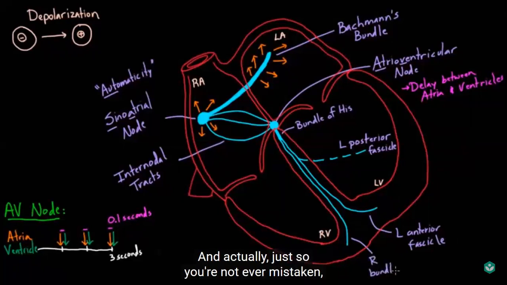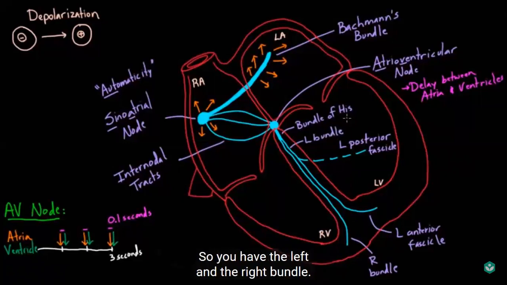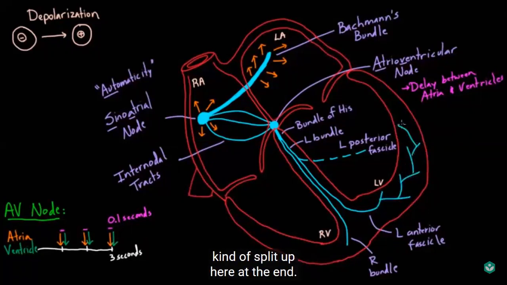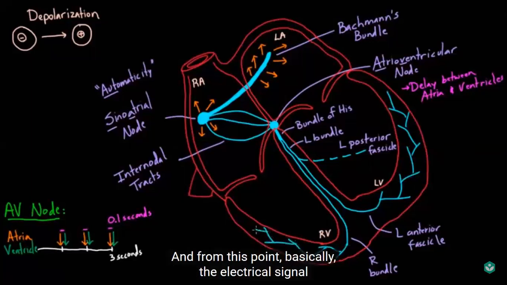And just so you're not ever mistaken, this part right here is called the left bundle, where it's still combined and not broken into the 2 fascicles. So you have the left and the right bundle, and then the left bundle splits again. And then all the fibers get split up at the end. These are called the Purkinje fibers, and it happens on both sides. From this point, the electrical signal can dash out in all directions, so you can finally get all the muscle cells involved.